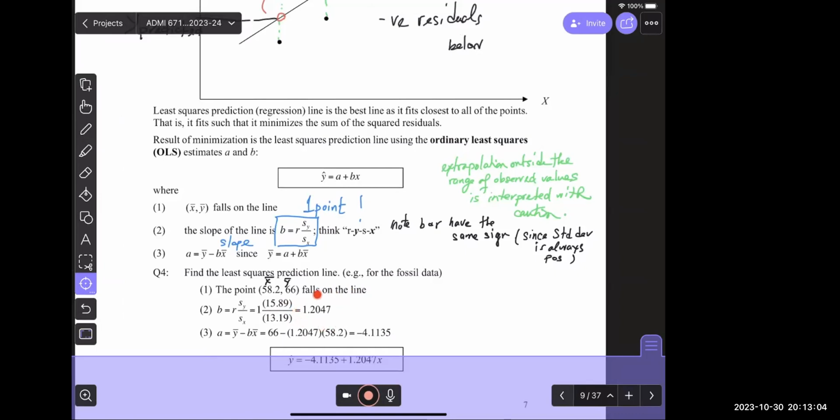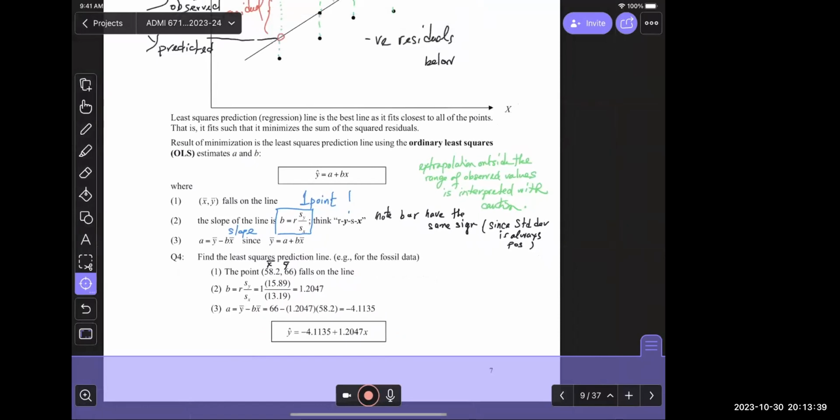So B is 1.2047. The results change depending on how many decimals you keep, but okay, I'll keep 4 decimals. My rule is usually keep 2 more than I start with. So if this has 2 and this has 2, then I have 4 in that final answer. So that's my B, that's my Y bar, that's my X bar, and so this is my A. And so this is my line.